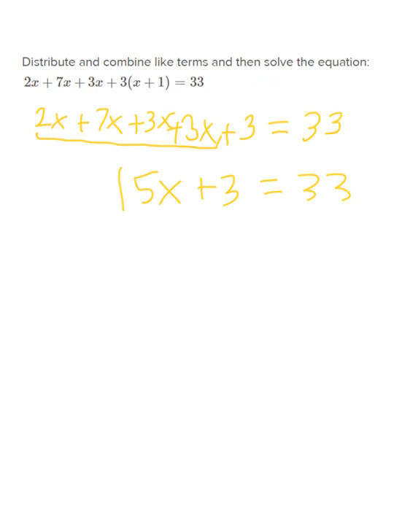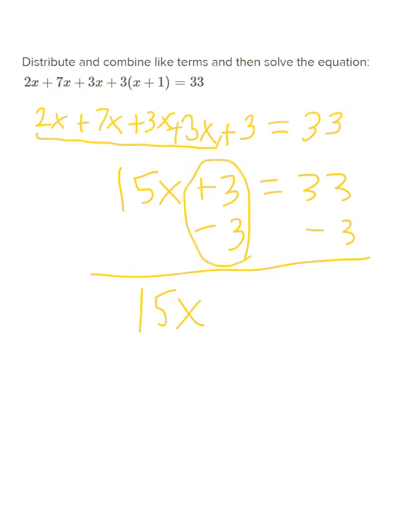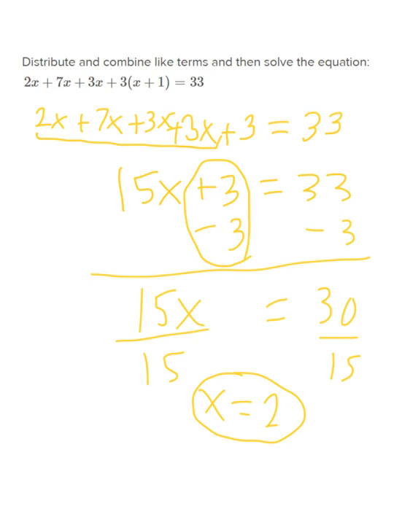And this is where I get to use opposites. So the opposite of adding 3 is to take away 3. Simplify, I get 15x. This much right here is 0. 33 minus 3 is 30. Divide by 15. And I get x is equal to 2. So the solution is 2.